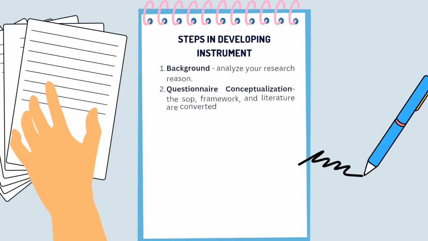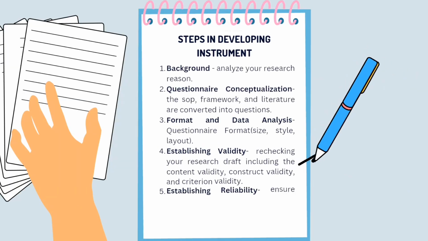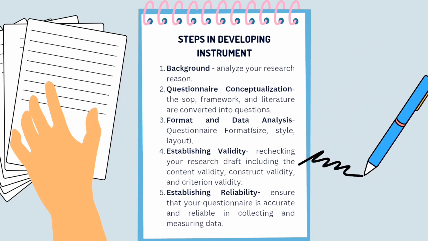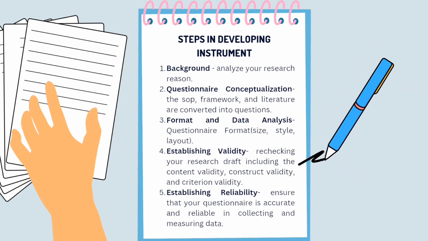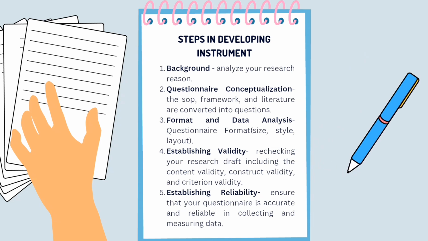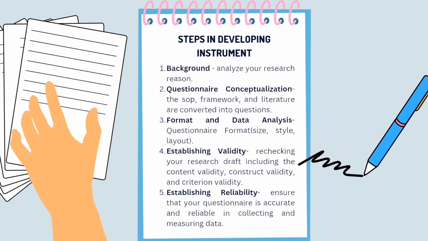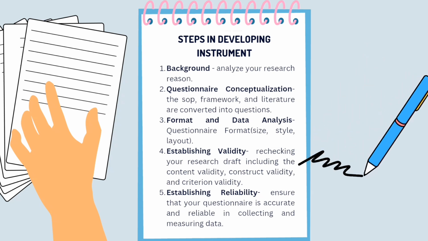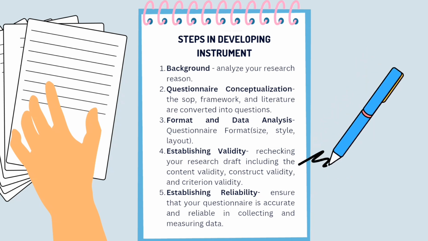Here are some steps that you can follow in developing an instrument. One is the background. First, analyze the research question. Second, questionnaire conceptualization. The SOP, framework, and literature are converted into questions. Third, format and data analysis. Questionnaire format are the style, size, and layout.